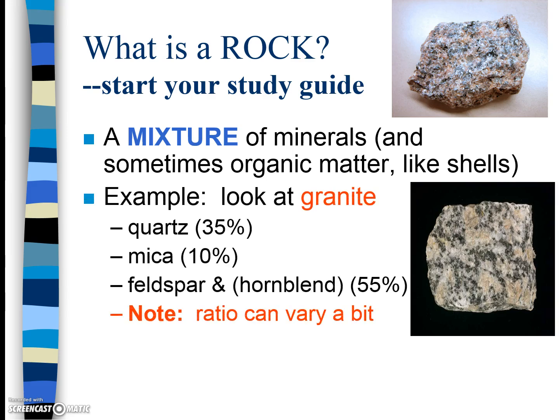Example, if you look at granite, right here, 35% of it is quartz. 10% is mica, which is the dark spots. Feldspar is 55. And of course the ratio can vary a little bit, which gives us all these different colors of granite. So not everybody's granite countertops look the same.